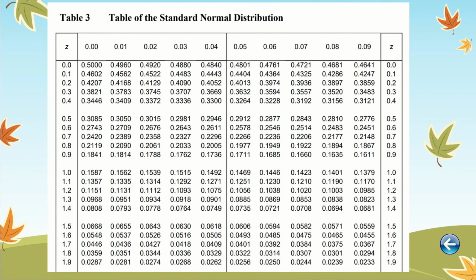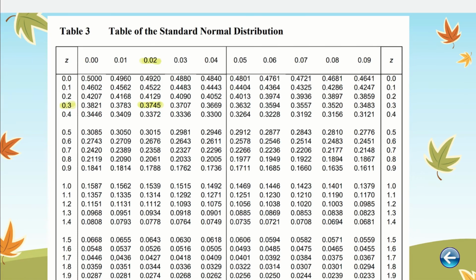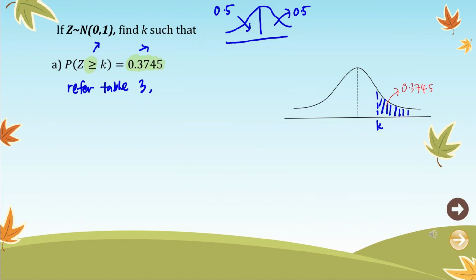So we will find the value in the middle. So we can get the value of 0.3745 for Z 0.32. We take the values. So we can write Pz greater than equals to 0.32 is equals to 0.3745. Then we can equate the value. So therefore your K will be equals to 0.32.